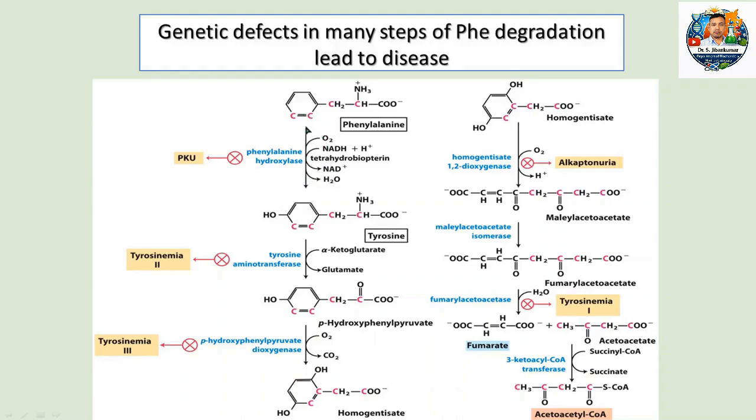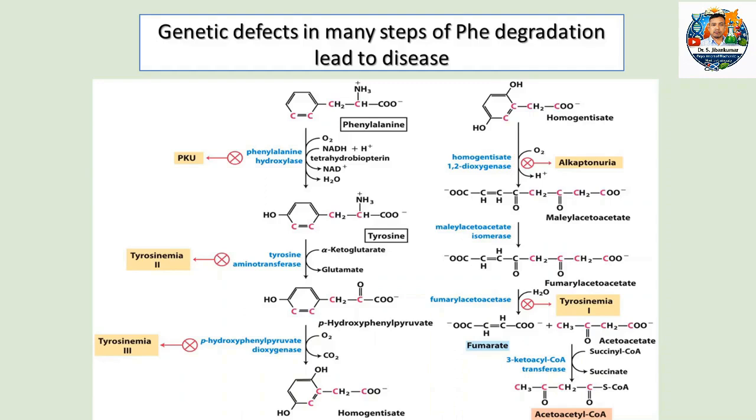And you see here, each of these degradation steps requires an enzyme. If any of these enzymes are not functional, it may be due to mutation, or maybe because of some other genetic defects. It will cause different types of metabolic diseases. So let's see briefly this degradation pathway.